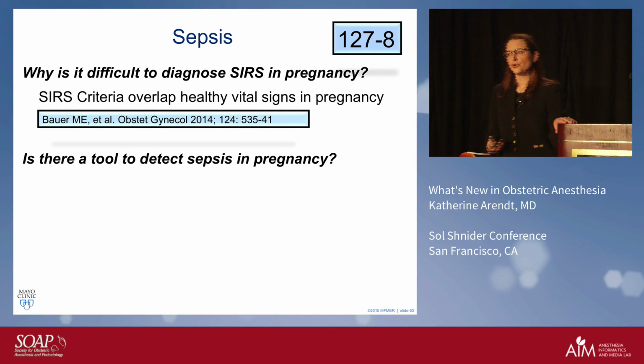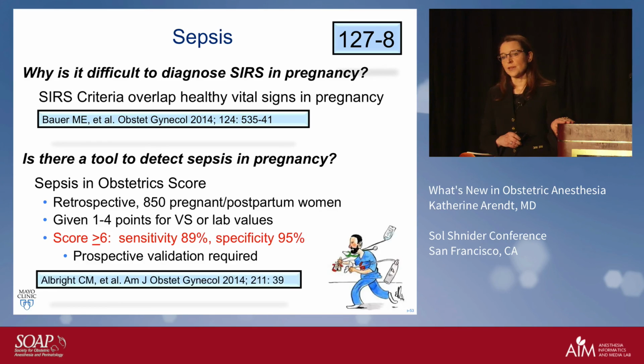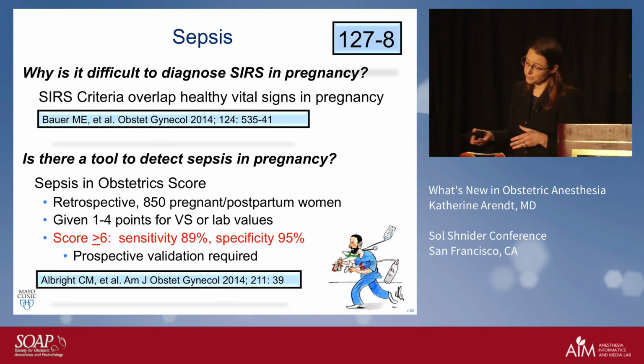So is there a new tool for us to detect sepsis in pregnancy that we could utilize to help recognize these patients? Well, these authors came up with what was called a sepsis in obstetrics score, which is a retrospective score looking at 850 pregnant and postpartum women. They gave them 1 to 4 points for various vital signs or lab scores, depending on how far those vital signs or lab scores were away from normal. They found a very nice sensitivity and specificity of this score. This was all retrospective with their primary outcome looking for ICU admission. However, prospective validation is required, but it's compelling research.